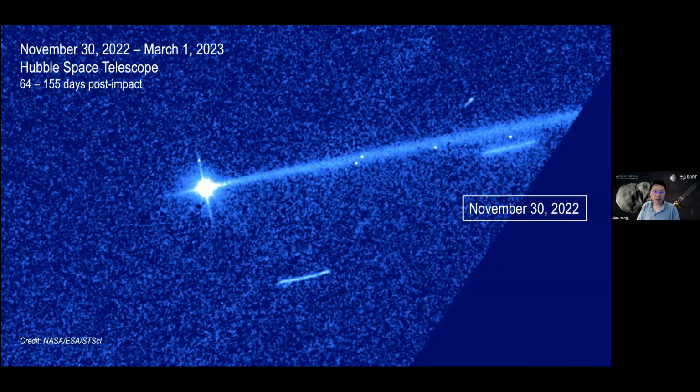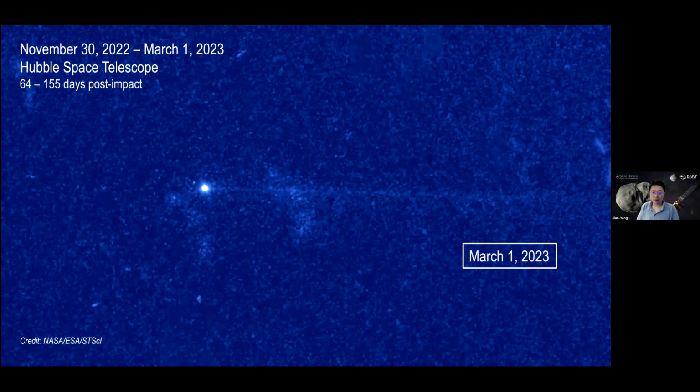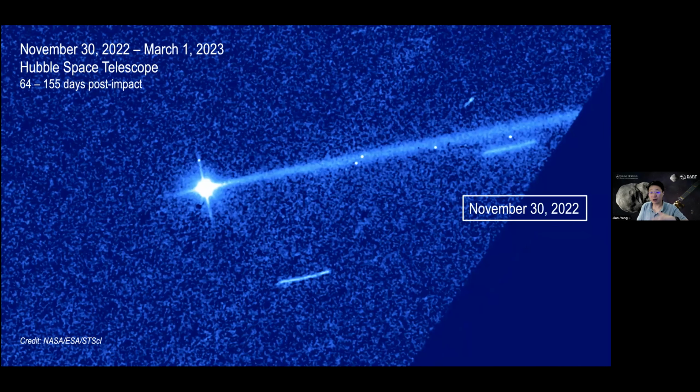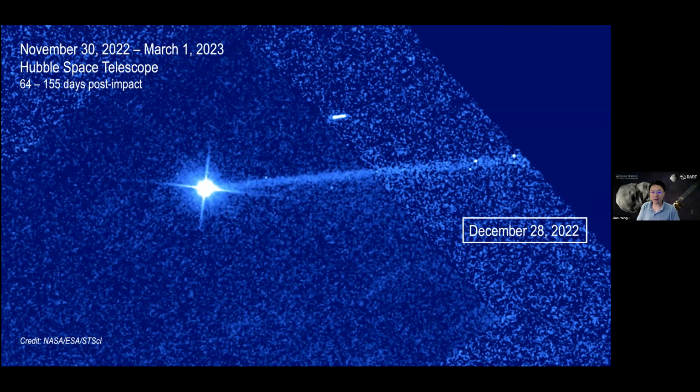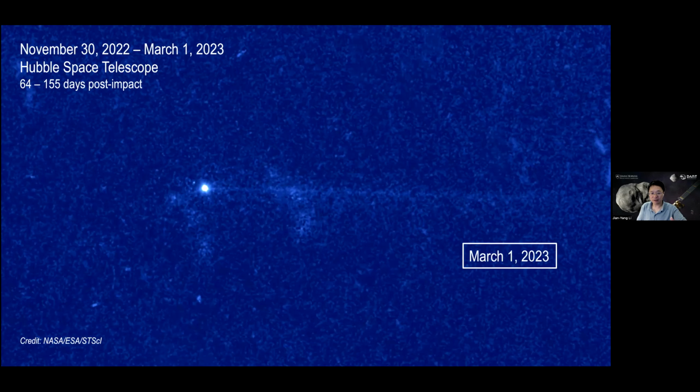And these sequences were taken by Hubble from November 30th to March 1st this year. And you can see, if I just flip through, the direction of the tail changes, but that's just because of the mutual geometry between Earth, the asteroid, and the sun. So that we understand. But then the tail is obviously getting thinner and thinner. By the last frame, it's barely seen here. And also you can see Didymos is getting fainter because it's moving away from us and from the sun.